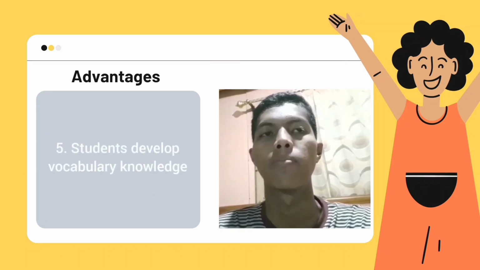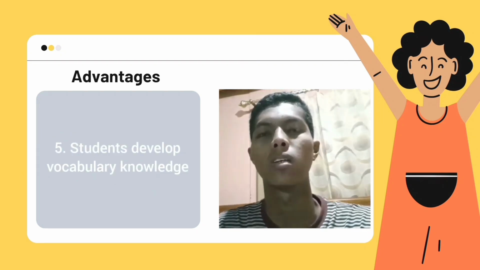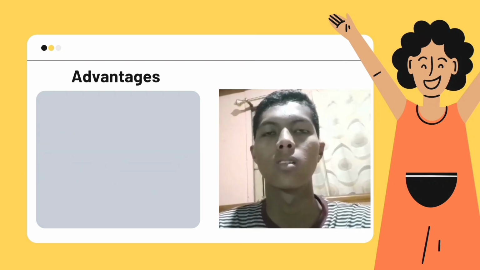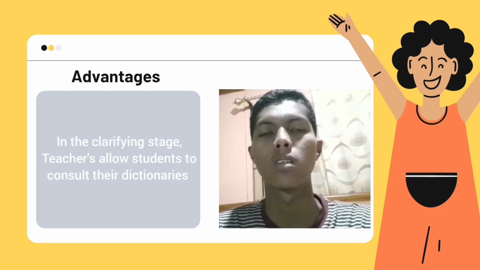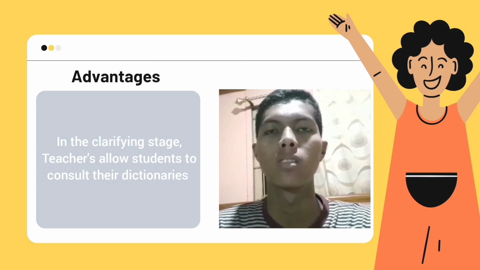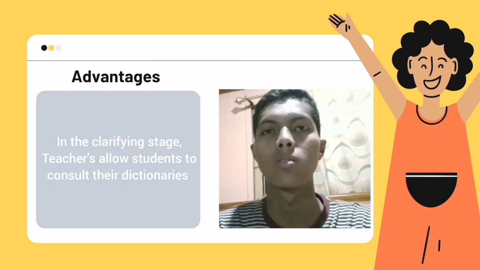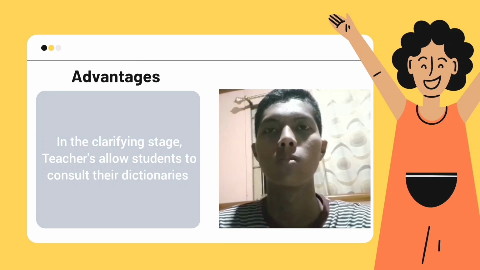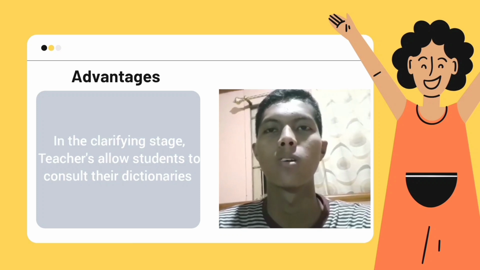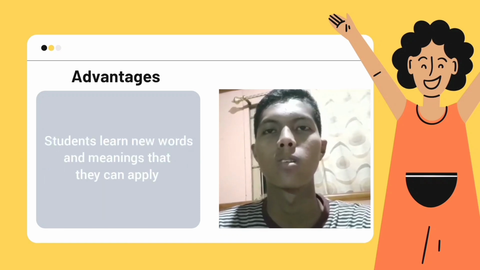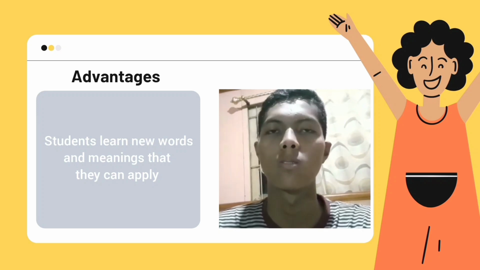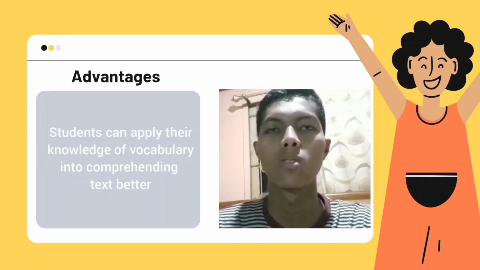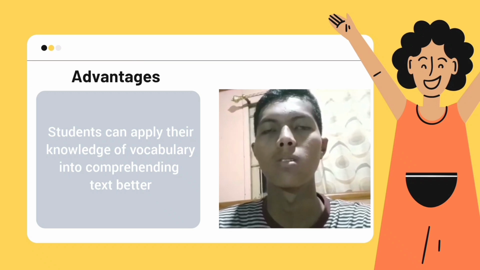Furthermore, students put their heads together and contribute individually to find out the appropriate meaning of a text. Number 5. Students develop vocabulary knowledge. In the clarifying stage of reciprocal teaching, teachers often allow students to consult their dictionaries when they come across unfamiliar words in the text in order to gain more understanding and clarity. By so doing, students constantly learn new words and meanings that they can apply while talking or writing. More so, they can apply their knowledge of vocabulary to comprehend text better.